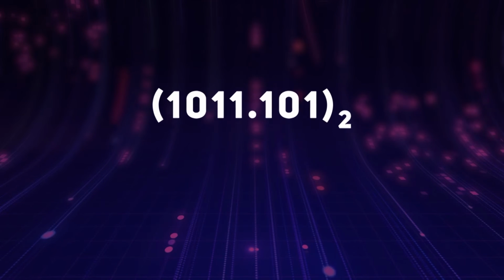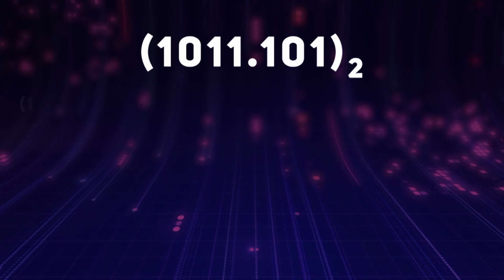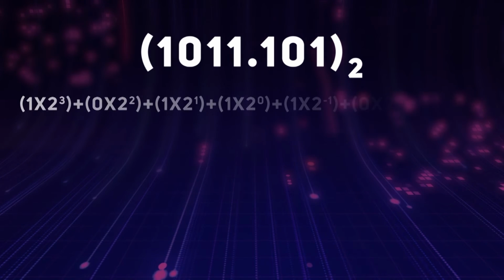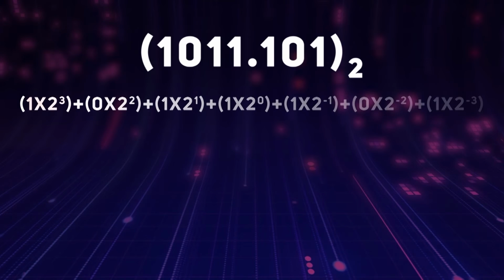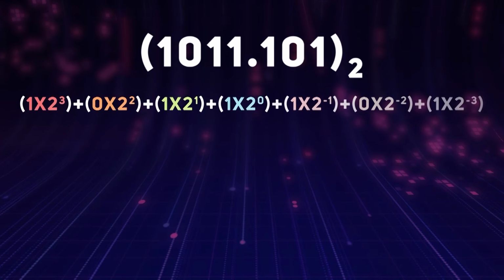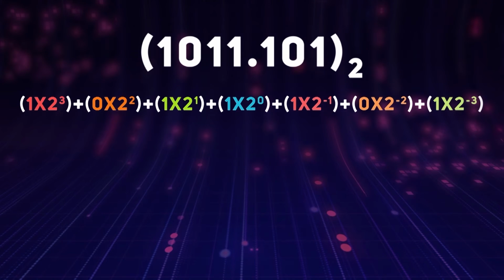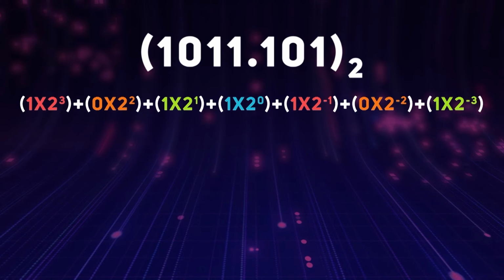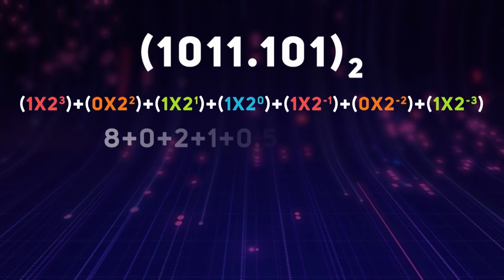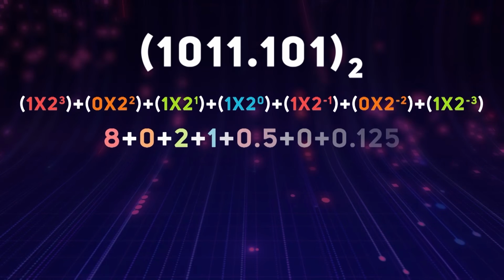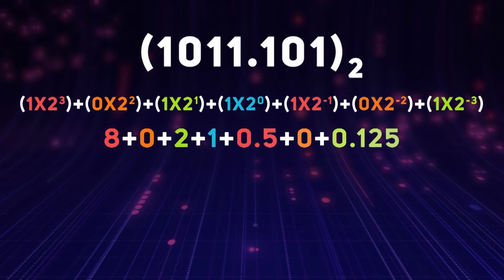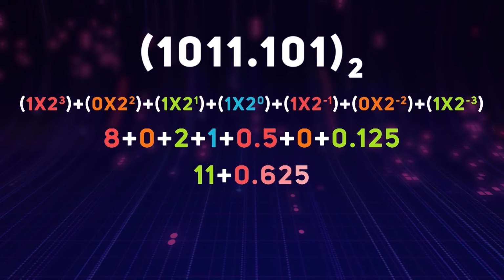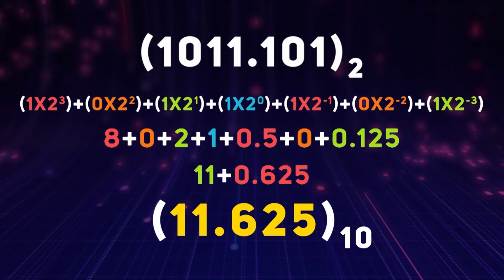This number can be written in its positional notation as 1 into 2 cube plus 0 into 2 square plus 1 into 2 raised to 1 plus 1 into 2 raised to 0, plus then the fractional part 1 into 2 raised to minus 1 plus 0 into 2 raised to minus 2 plus 1 into 2 raised to minus 3. And this is equal to 8 plus 0 plus 2 plus 1 plus 0.5 plus 0 plus 0.125, which is equal to 11 plus 0.625, and the final answer is 11.625 to the base 10.